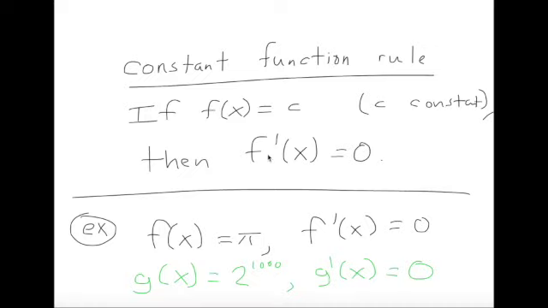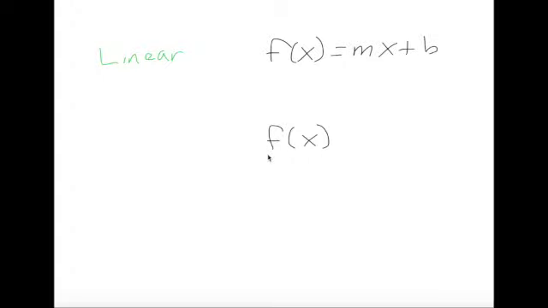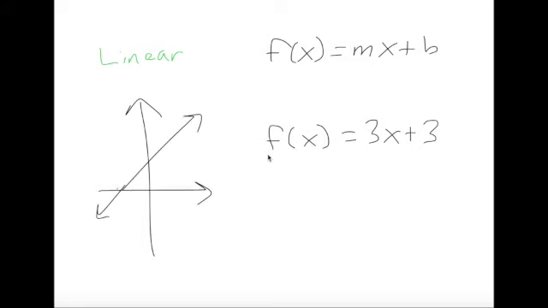Another rule that's really helpful is going to be the linear function rule. So you remember what linear functions look like. A linear function is something like f of x equals a slope times x plus a y-intercept. So for instance, I might have f of x equals 3x plus 3. So the graph of this looks like that. The derivative measures slope, and the slope in this case, regardless of where you look, is always equal to 3. So no matter what you plug in, you're going to get 3 for the derivative.